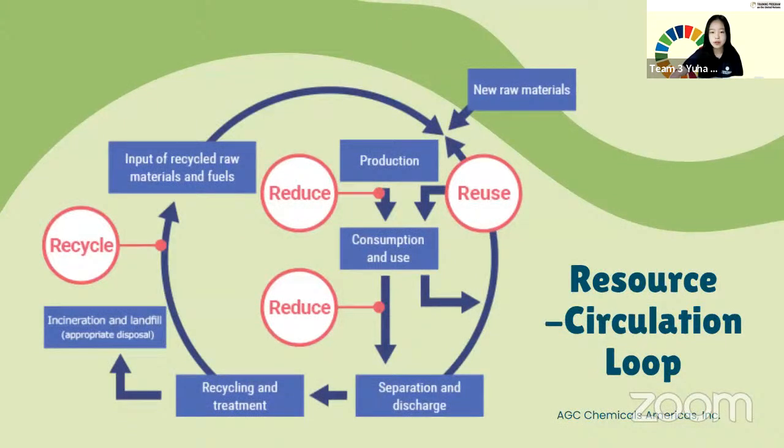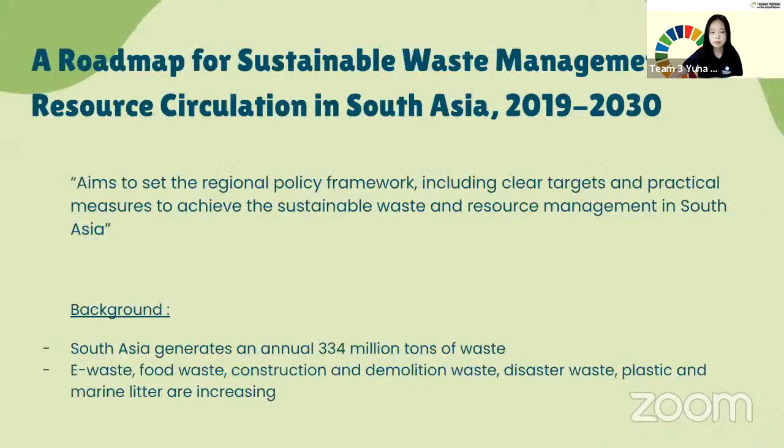This is a resource circulation loop diagram, and from this we can see that it tries to minimize the input of new raw materials, and the process focuses more on the 3 R's and makes sure that the materials are circulating and reused to the maximum extent possible.